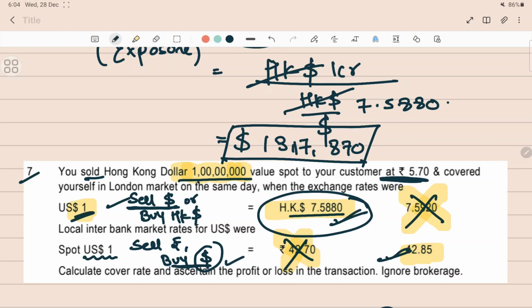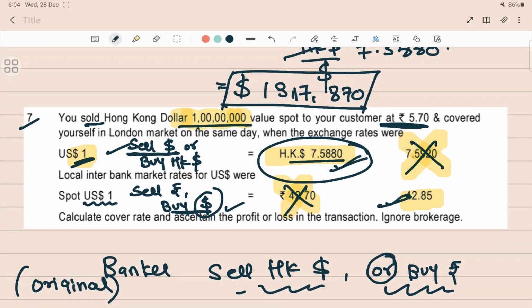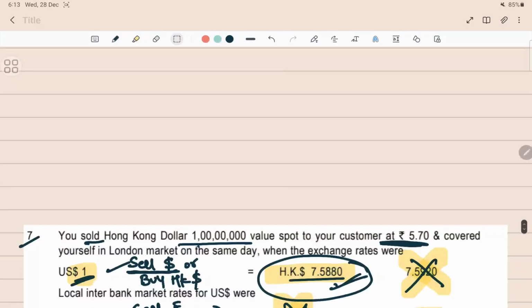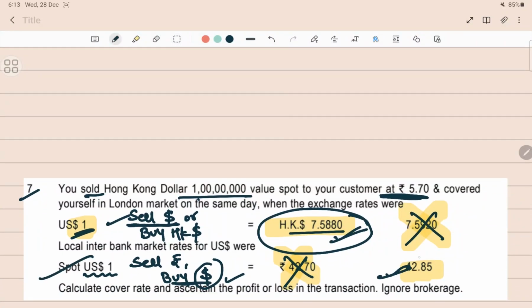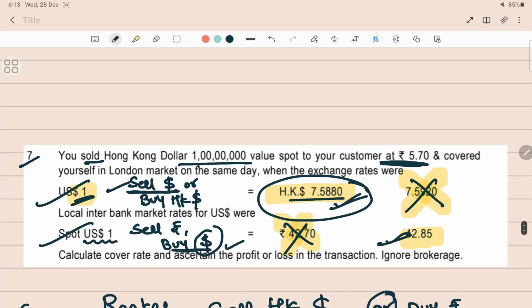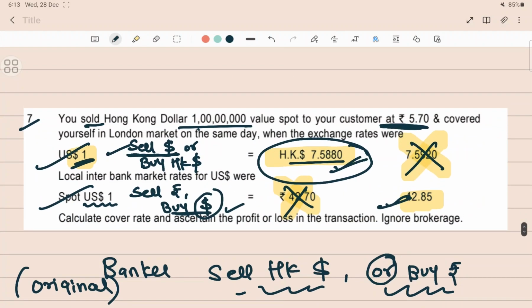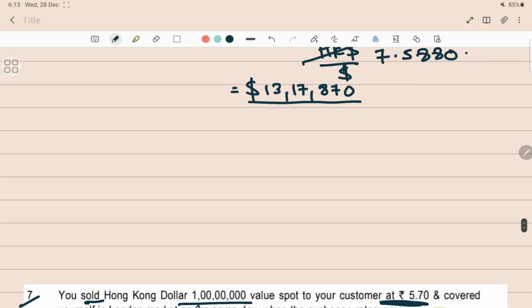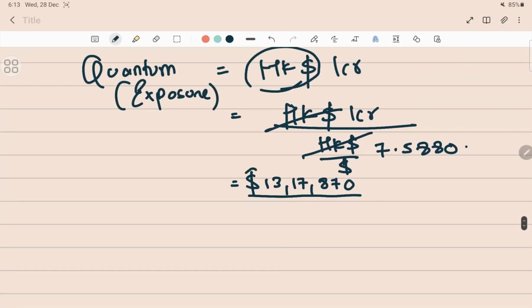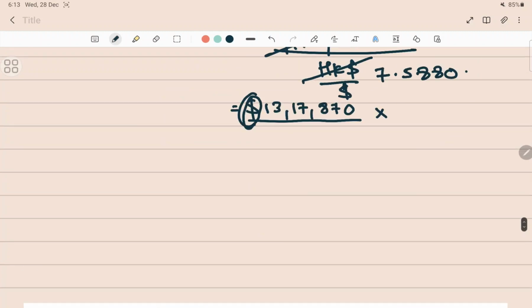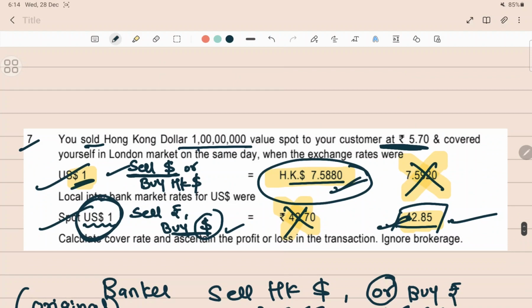Now you have dollar, and the other quotation that you have is the dollar and rupee quotation, rupee upon dollar. See, we've already used the dollar and HK dollar quote. The other quote that we have is $1 is equal to rupee 42.85. We've selected this. Okay, and it is a direct dollar quote, because dollar is the standard currency, and the quantum that we have right now is also in dollar. So do we divide or multiply? Multiply. So this will be multiplied by rupee upon dollar, 42.85.